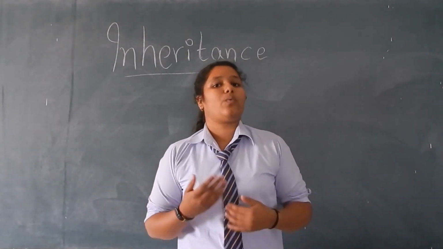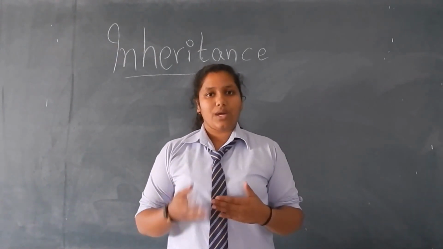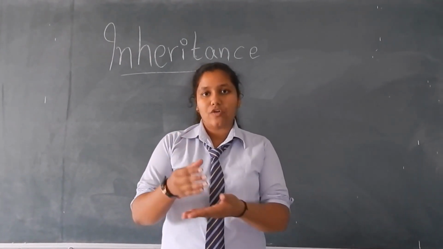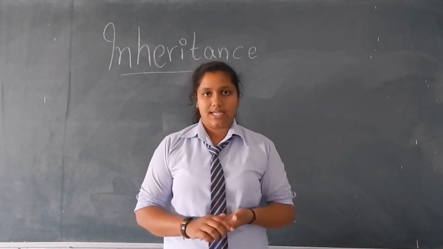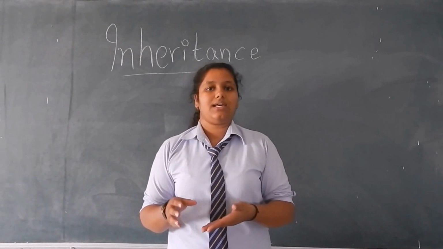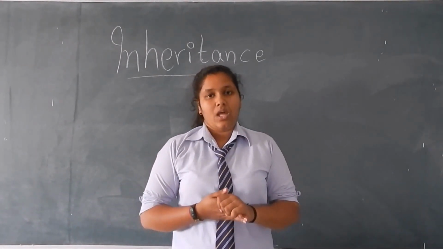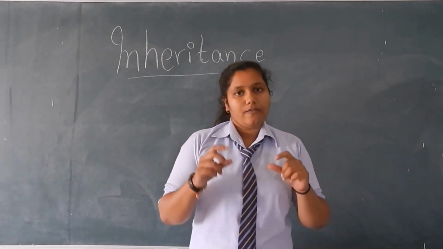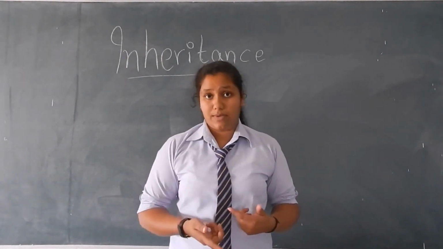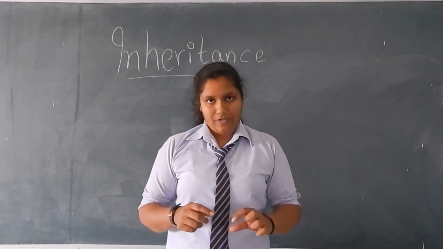First of all, we have to know what inheritance is. The capability of one class to inherit the properties of another class is known as inheritance. A derived or child class, which is derived from the parent or base class, can take all the properties of the base class. The most important use of inheritance is code reusability. We can use the code of a base class in the derived class.